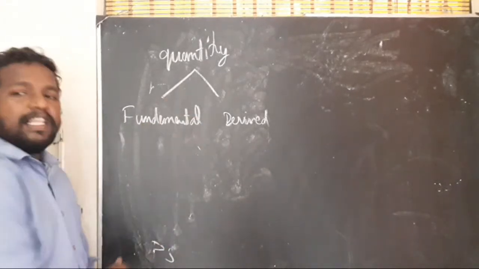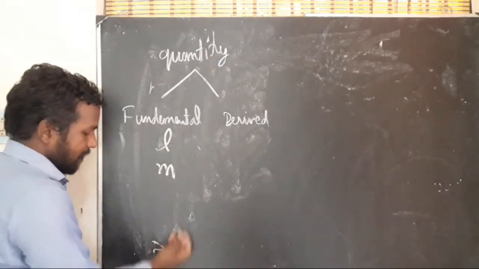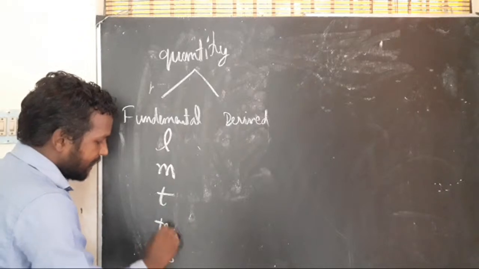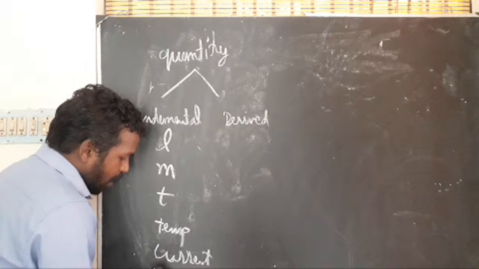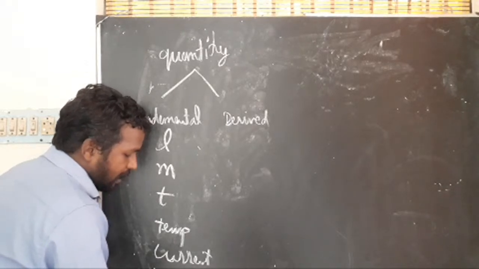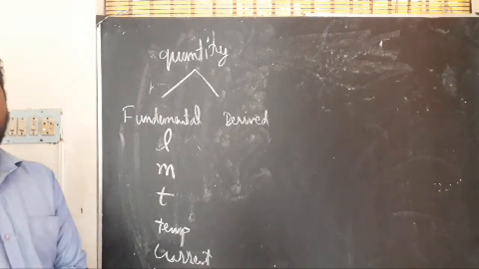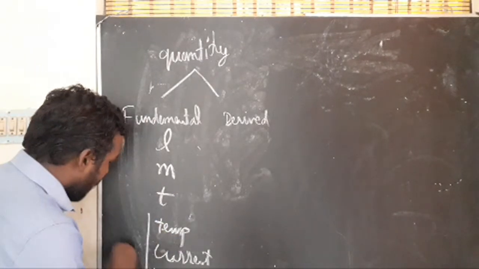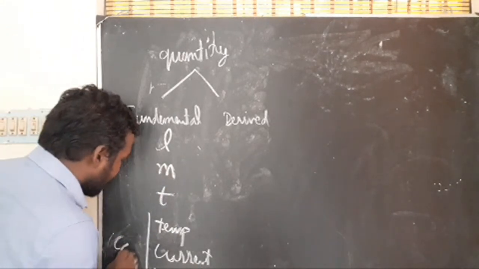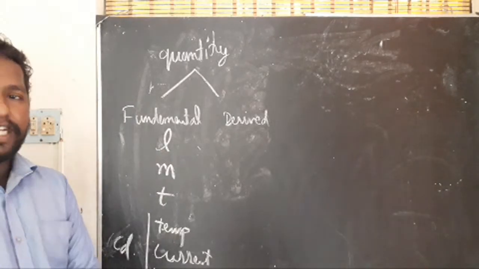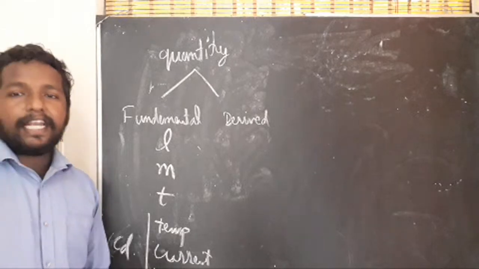There are 7 fundamental quantities: length, mass, time, temperature, current, mole of substance (amount of substance also we can call), and candela, which is the light intensity. These are the 7 fundamental quantities. Other than this, everything will be a derived quantity.